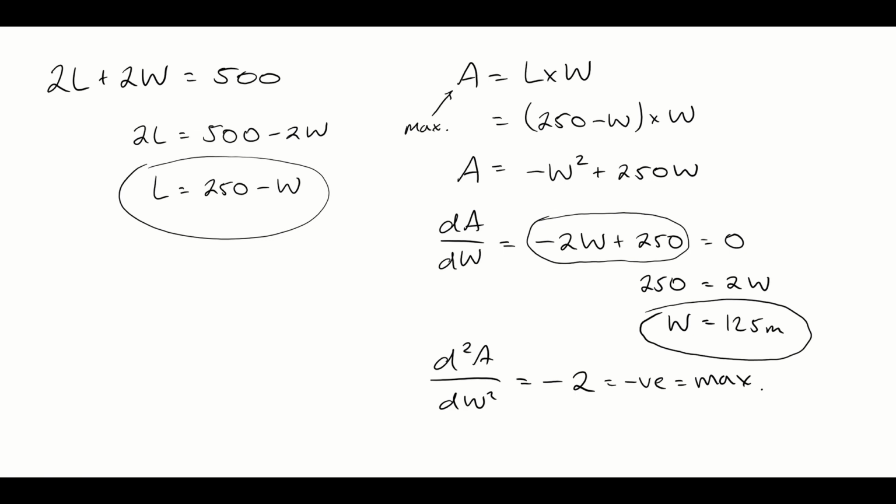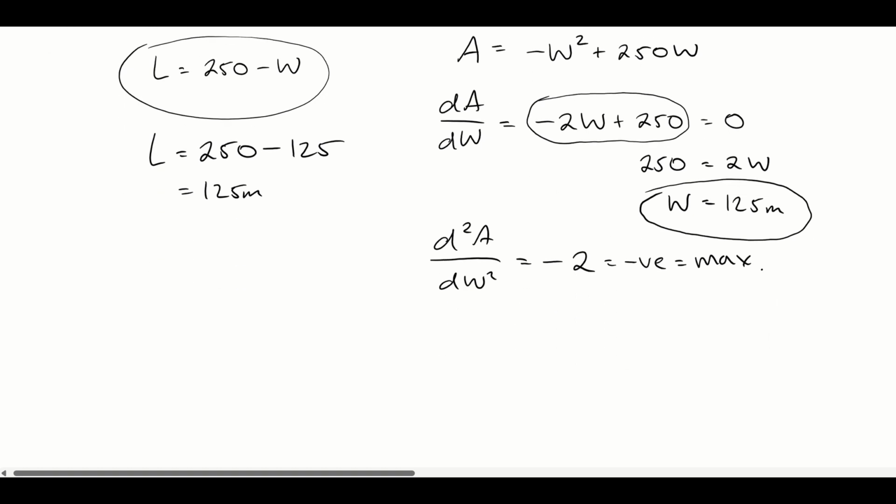And if the width is 125 meters, then my length has to be 250 minus 125, which is also 125 meters. So I actually end up with a square.